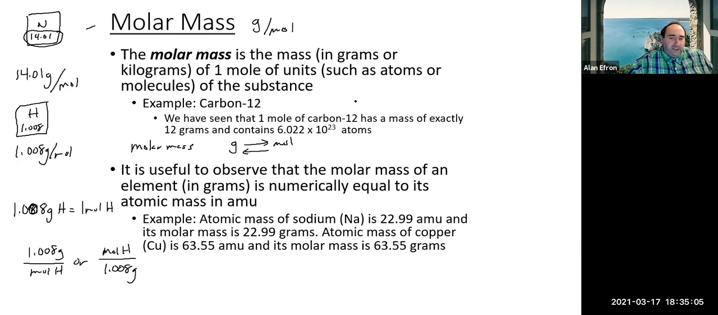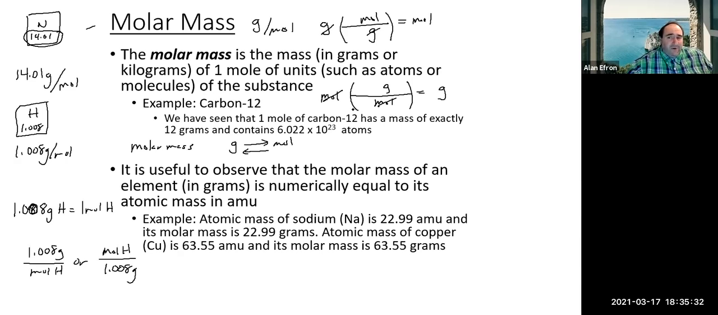And pretty much if we start with grams, we're going to divide by the molar mass. That way the grams cancel and we end up with moles. If we are starting with moles, we would multiply by the molar mass, grams on top, moles on the bottom. Moles would cancel, and we end up with grams here. So that is the conversion factor as well.